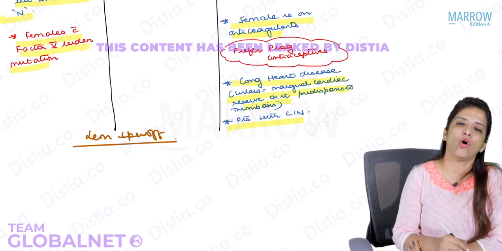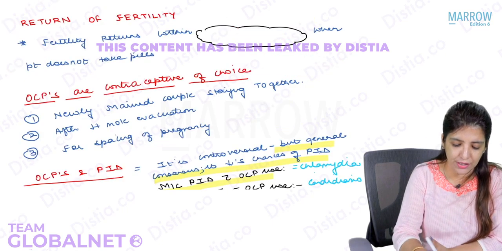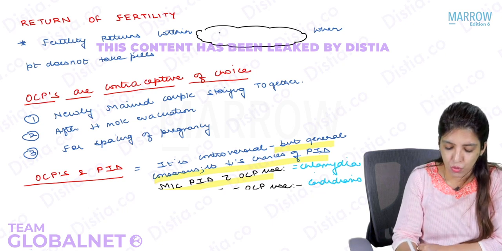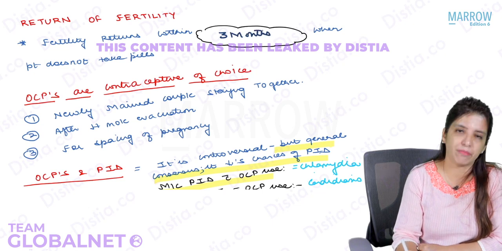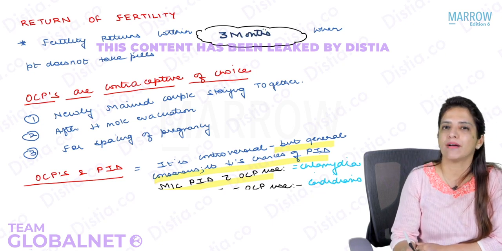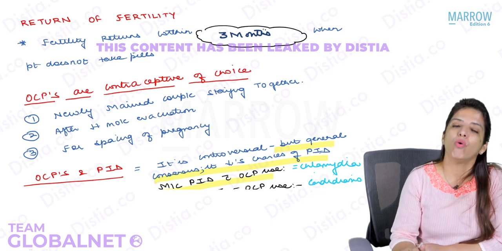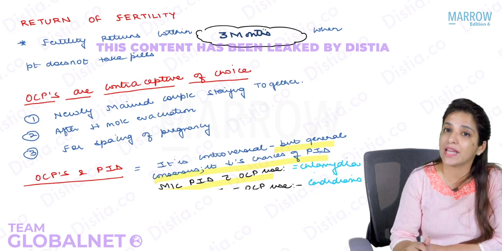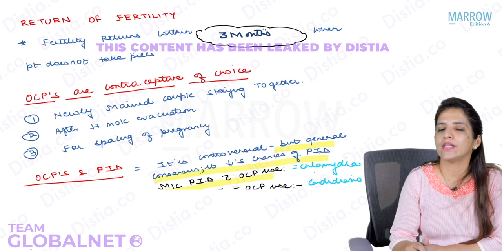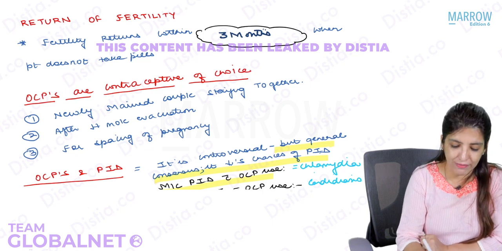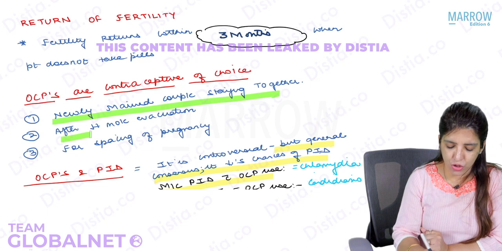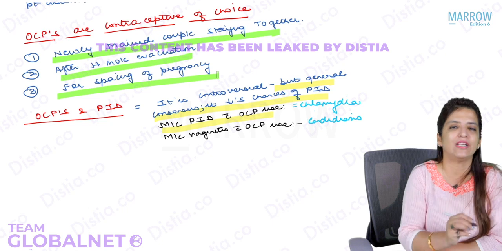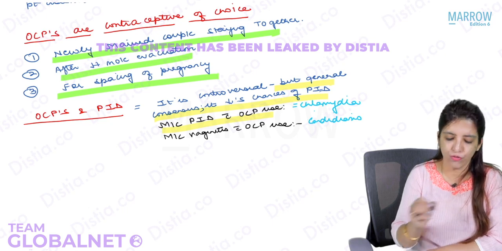Coming to return of fertility. When does fertility return after stopping oral combined pills? So fertility returns within 3 months of stopping the pills. In which condition is oral combined pill the contraceptive of choice? Oral combined pill is a contraceptive of choice in a newly married couple who are staying together. Number 2, it is a contraceptive of choice after H-mole evacuation, and it is contraception of choice for spacing the pregnancy. So in these 3 conditions, yes, definitely it is the contraceptive of choice.